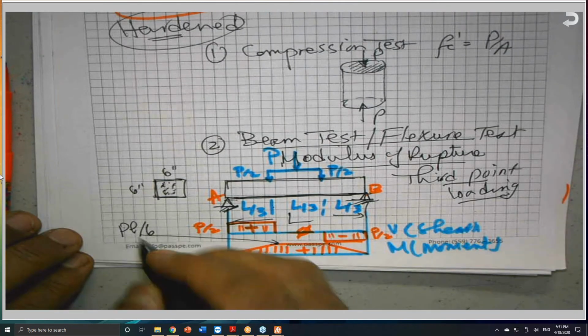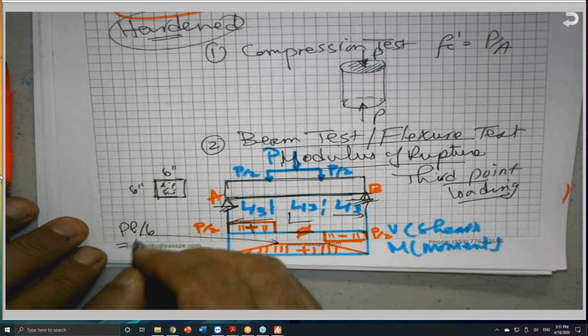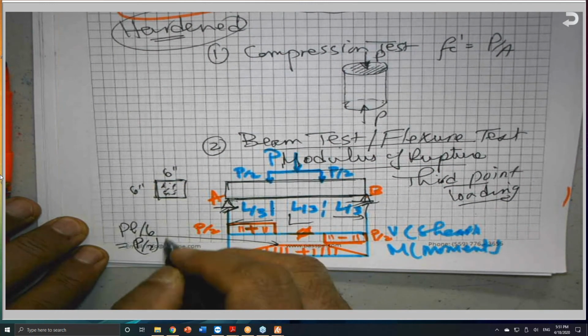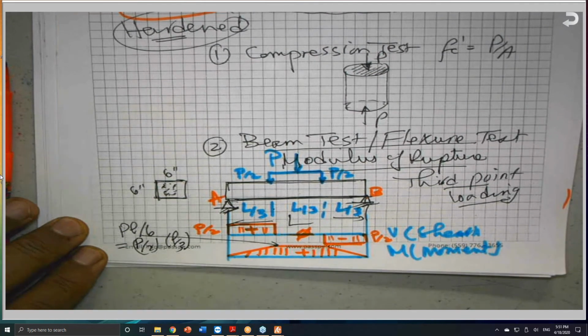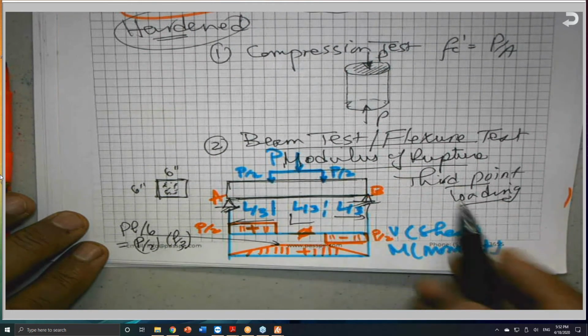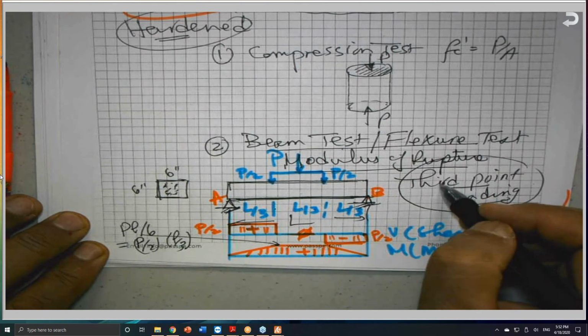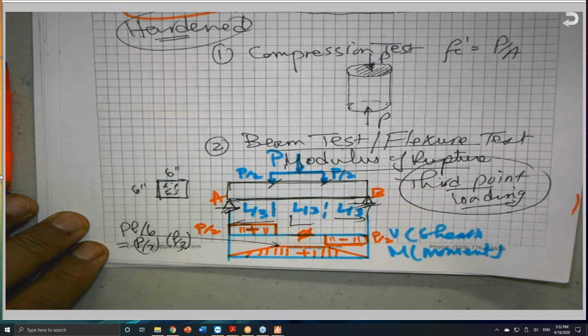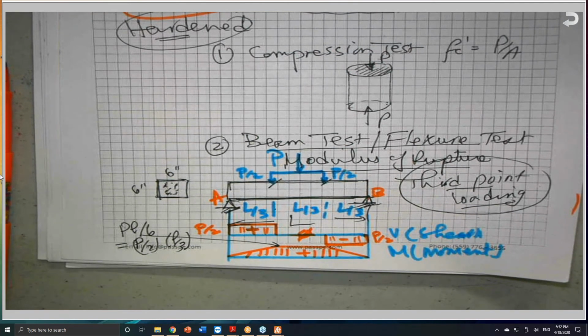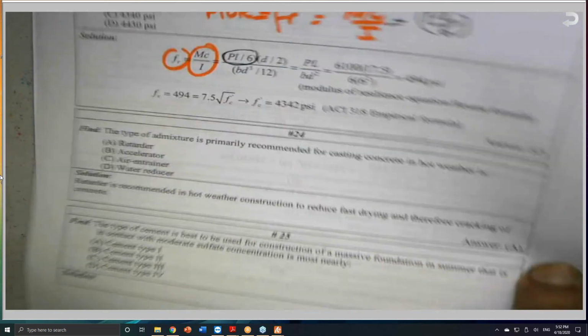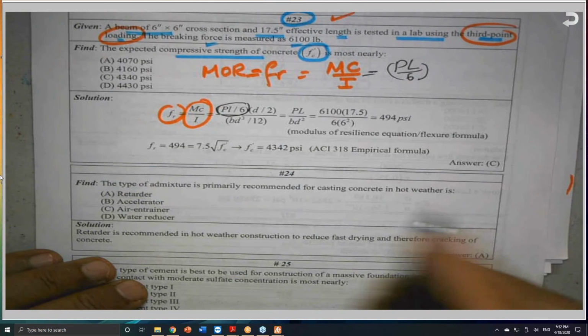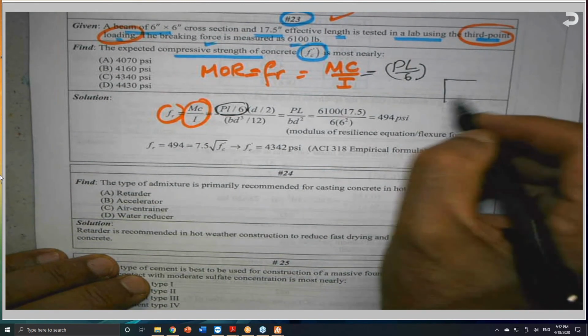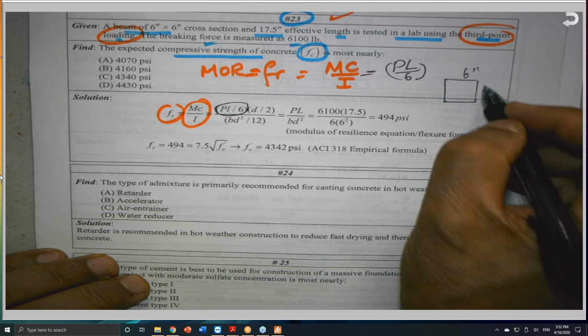PL over 6 came from the product of P over 2 times L over 3, where L is the span length. And this is true only for third point loading, where the load is delivered at the one-third points. So the cross section of the beam is 6 by 6, 6 inches by 6 inches.